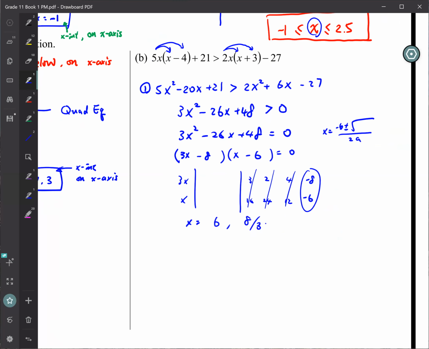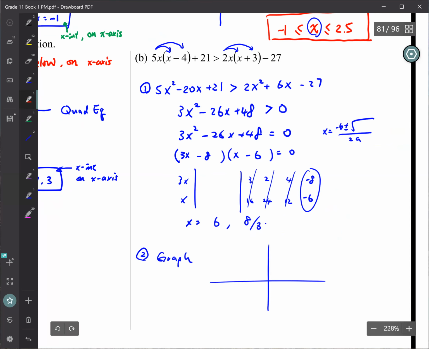8/3 is a little bit more than 2, right? 2 and 2/3. So step 2, let's graph. The graph, the two x-intercepts. One is at 8/3. Okay, 3, 4, 5, 6. This is a 6. This is a 2 and 2/3. So the roots, 8/3 is about here, right? 6 is here.